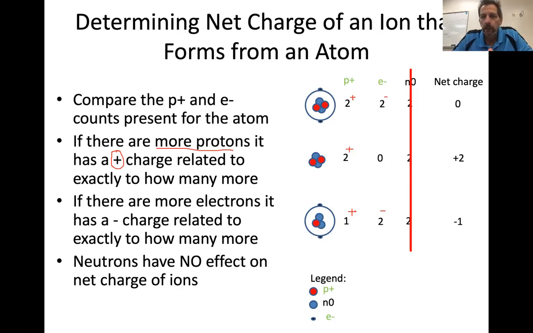So that concludes the first lesson in our unit on atomic structure. And I hope that you find this useful for reviewing, if need be, for preparation for the first assignment in this unit.